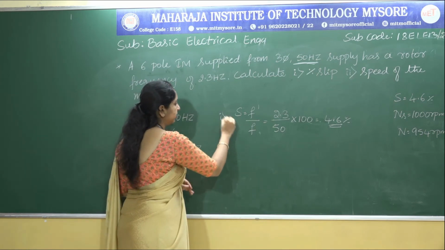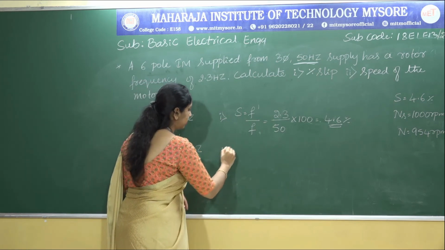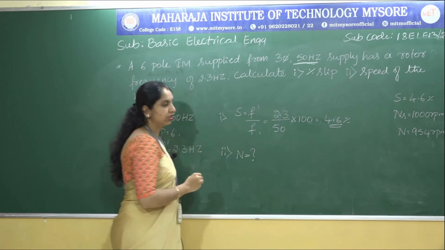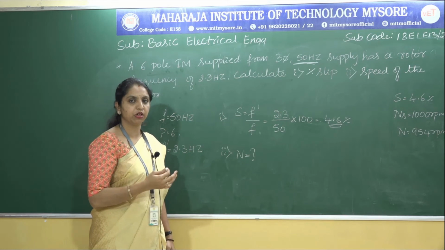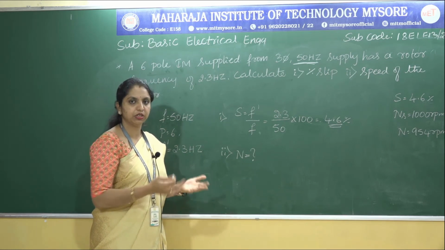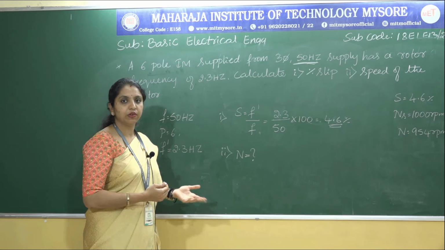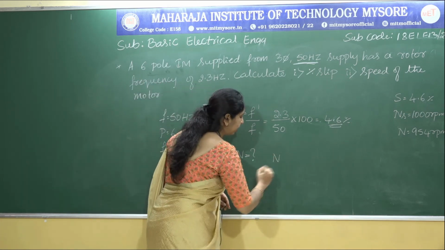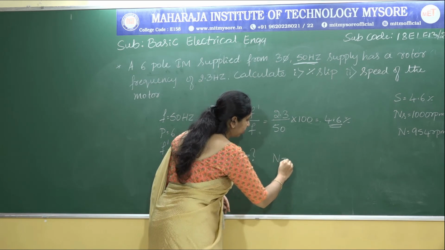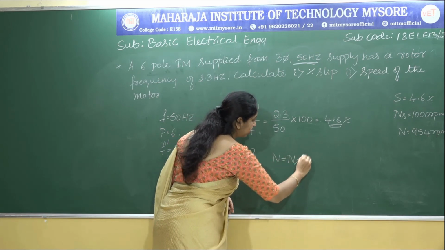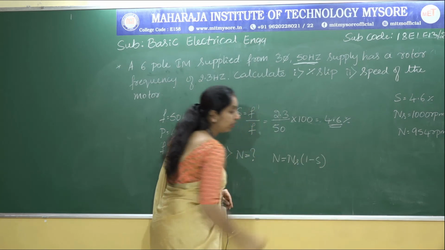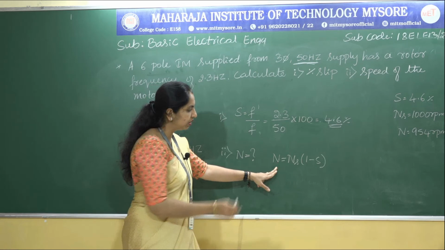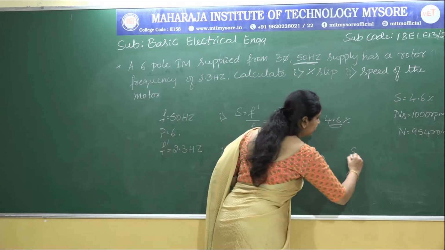So here this is the first part and this is the second part. We need to calculate the value of N, which gives you the speed of the motor, or we also consider it the speed of the rotor. To calculate the value of N, you know the relationship between N, Ns and S. So N is equal to Ns into 1 minus S. How have we got this equation? We have already derived this expression. That is based on the slip equation.